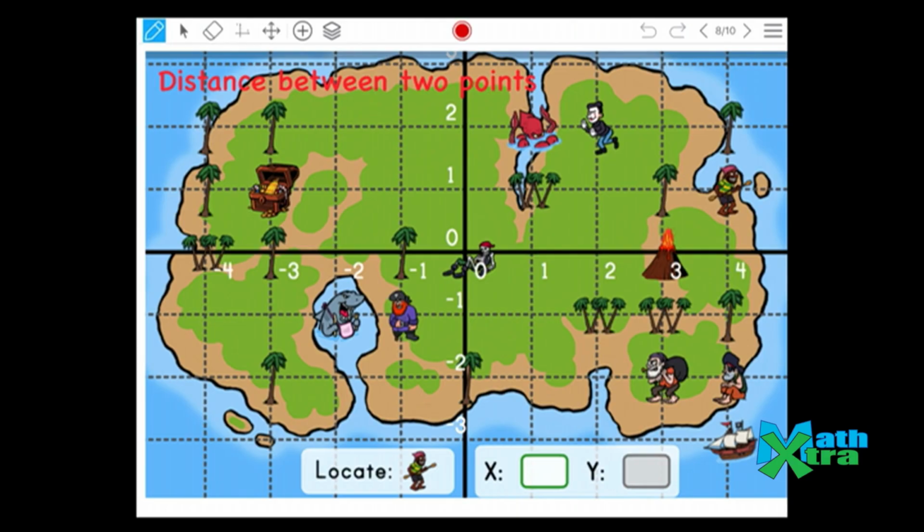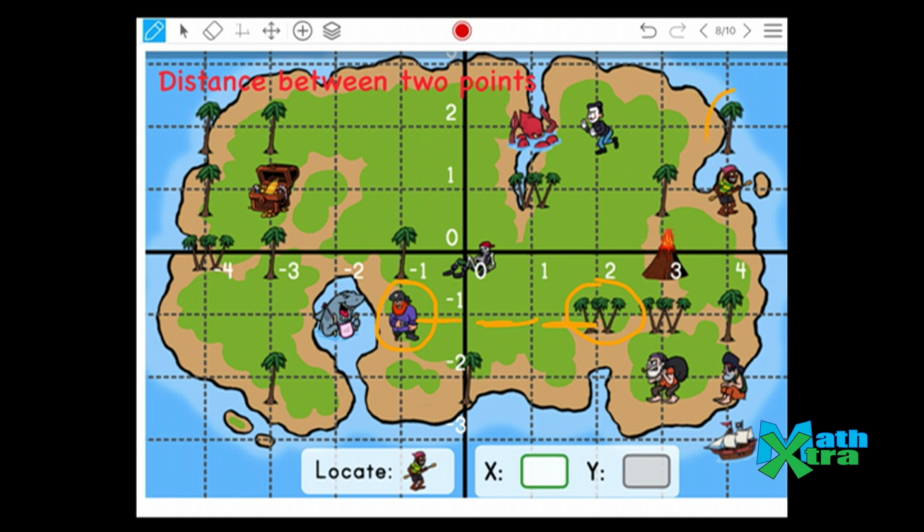So now we're going to find the distance between two things on the coordinate graph. Now I'm going to look for things that are across from each other or up and down from one another. And I'm going to see, like this little pirate, how far is he away from these 3 palm trees? So what we're going to do is we're going to count 1, 2, 3. So this distance between these 2 points is 3. Okay. Let me show you about this one.